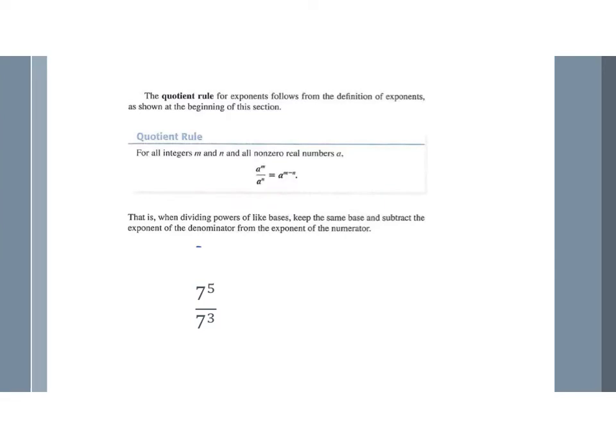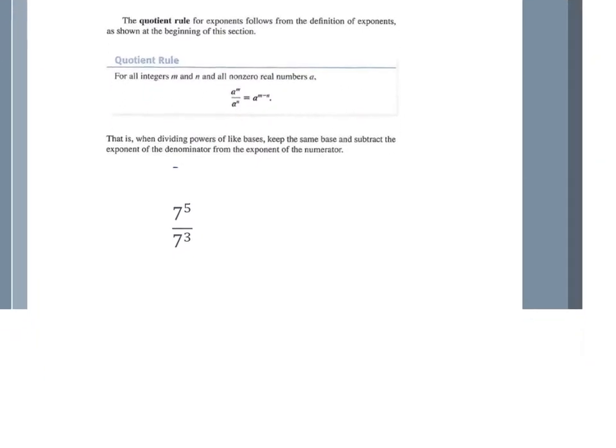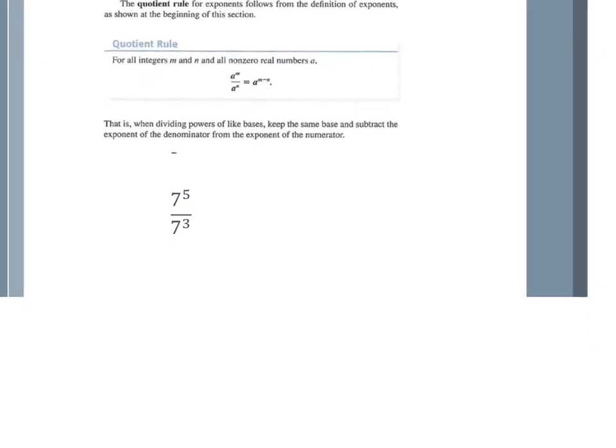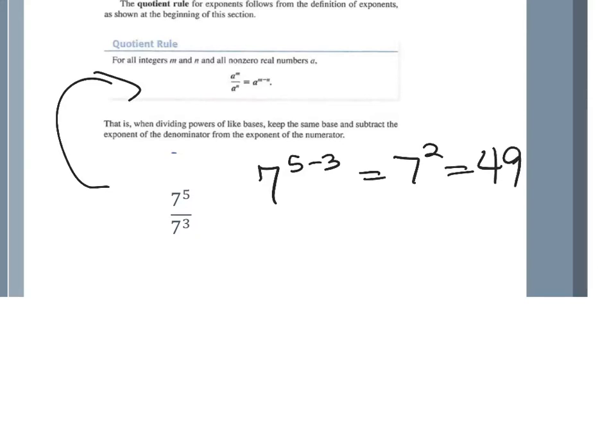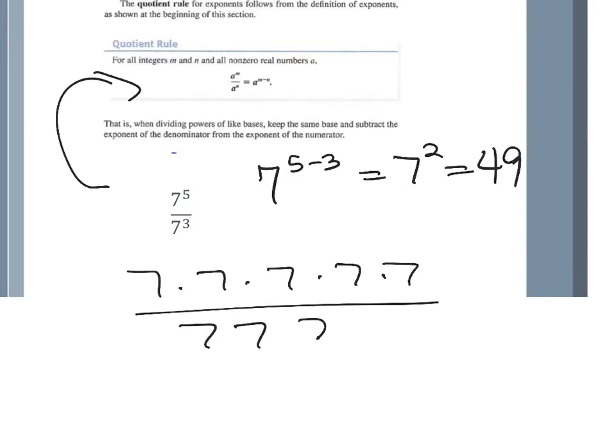So let's try some more. So we can also use the quotient rule. Now, for example, on this one, I'm going to show you a couple different ways to do this. Now, I can apply the quotient rule that they're talking about up here. Remember, when we divide powers that have the same base, all we need to do is take those exponents and subtract them. So I can actually do 5 minus 3, get 7 squared, and it's 49. You could also simplify it and write 7 5 times and 7 3 times in the denominator, and then go for things to simplify.